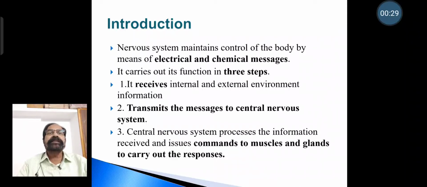Nervous system maintains control of the body by means of electrical and chemical messages. It carries out its function in three steps. First, it receives internal and external environment information. The second is it transmits the messages to central nervous system. And the third is the central nervous system processes the information received and issues commands to the muscles and glands to carry out the responses.